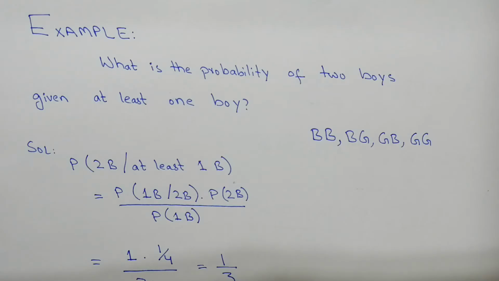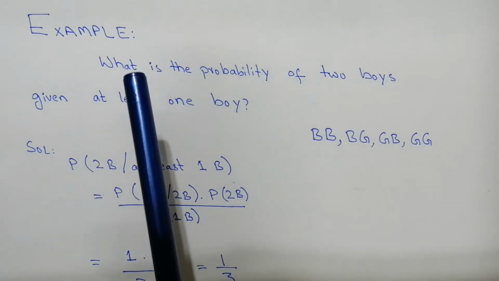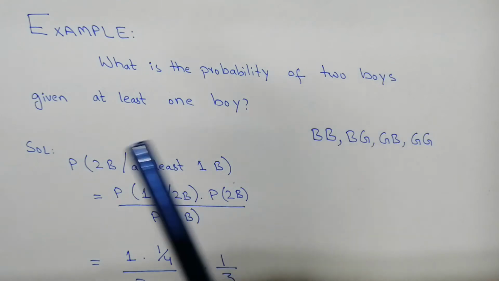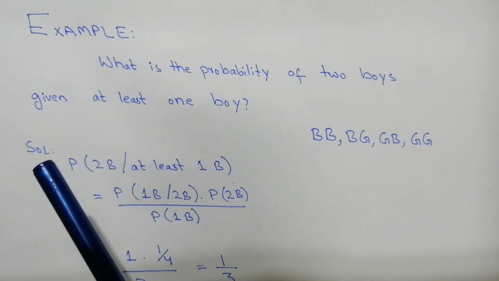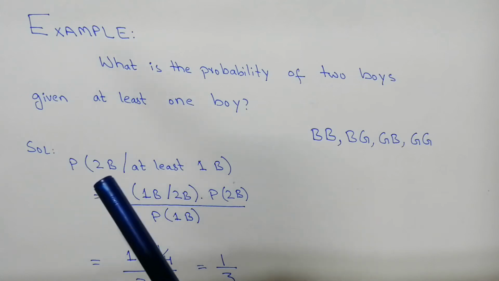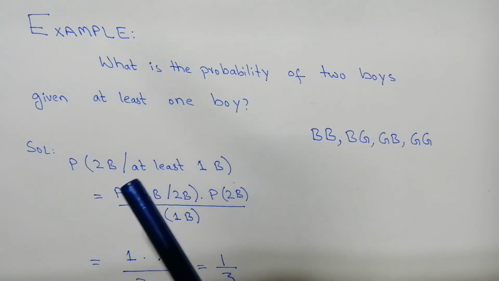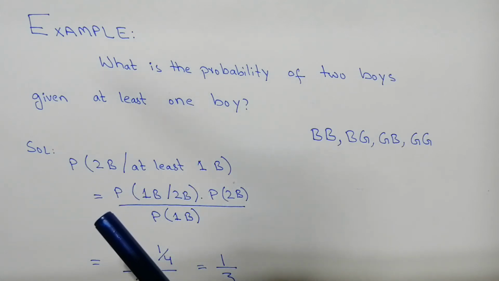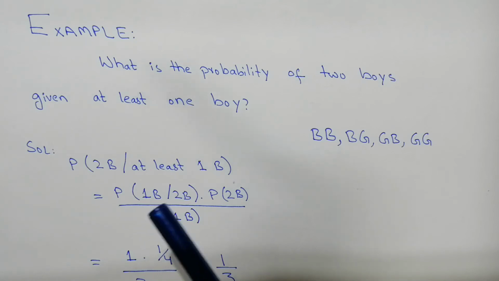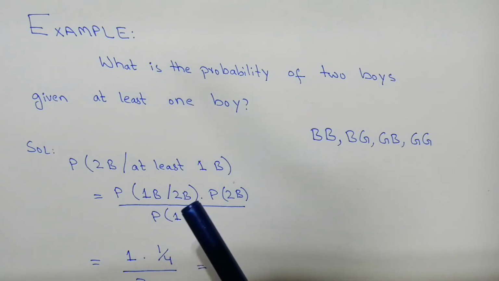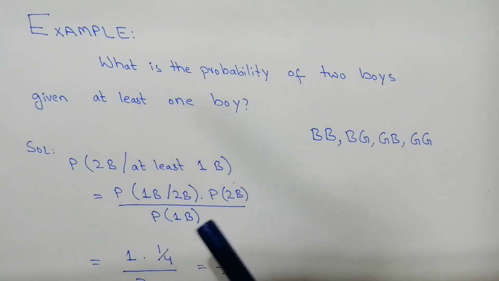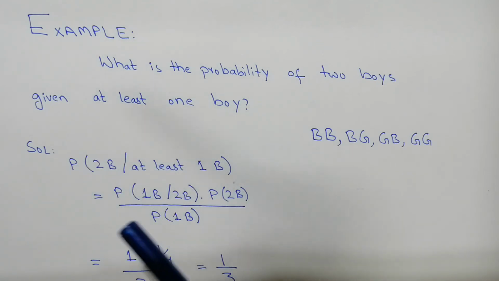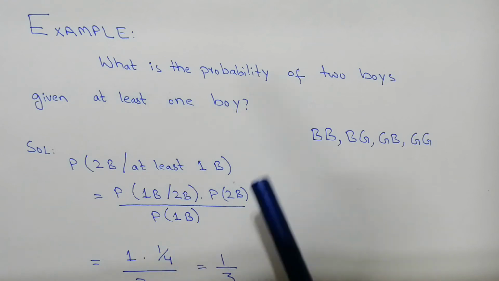Now here we have the simplest example regarding the Bayes theorem. The example says, what is the probability of two boys given that at least one boy. So according to the Bayes theorem, probability of two boys given that at least one boy equals probability of one boy given that two boys into probability of two boys divided by probability of one boy. So this is the equation according to the Bayes theorem.